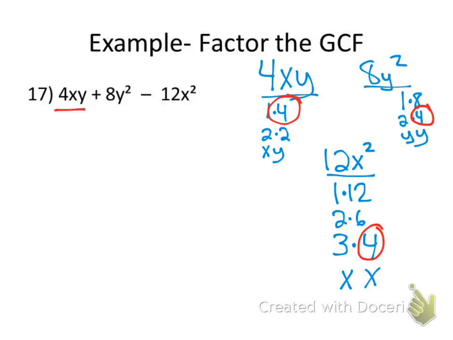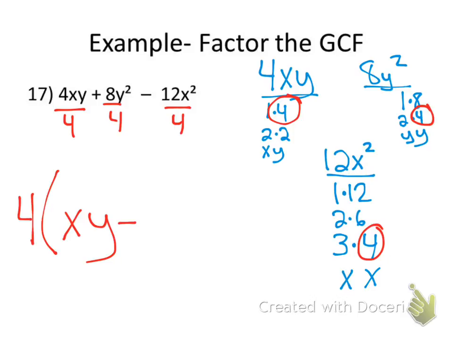So we are just factoring out a 4, which makes it kind of easy because none of the variables are going to change. So you're just worried about the coefficients now. What's 4 divided by 4? 1. So we have 1xy, or just xy, plus, what's 8 divided by 4? 2, and then we have a y squared, minus, what's 12 divided by 4? 3, and then we have an x squared. Good.